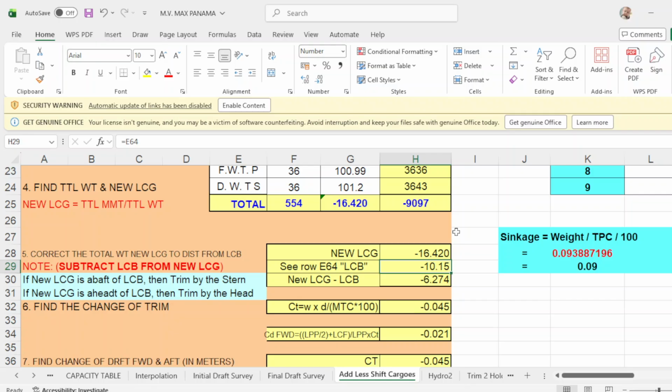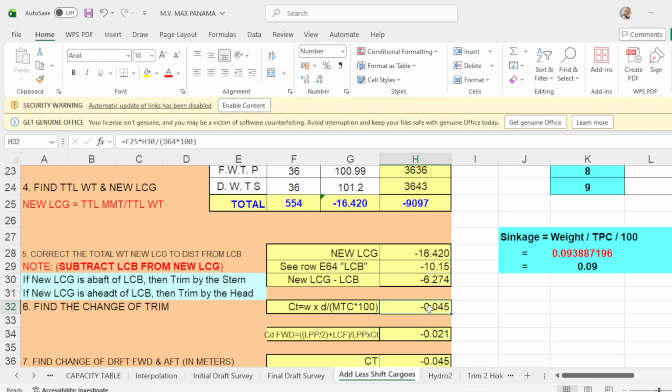But if the new LCG, this one, is ahead of LCB, then you are trimmed by the head. So by this figure alone, you will know that you are trimmed by the head. So this will be your distance. Then you compute the change of trim, which will be weight times distance over MTC times 100. Your weight is 554 and your distance is this one, 600,274, and your MTC times 100.